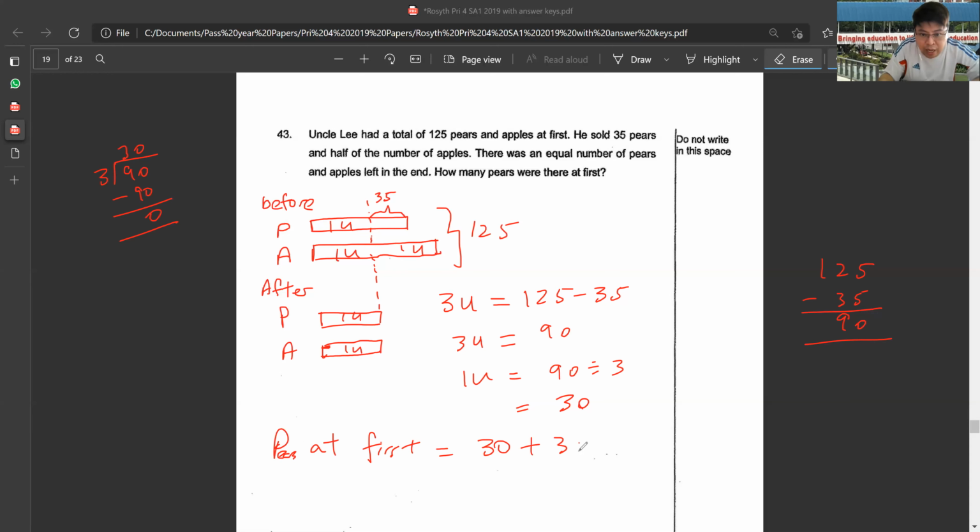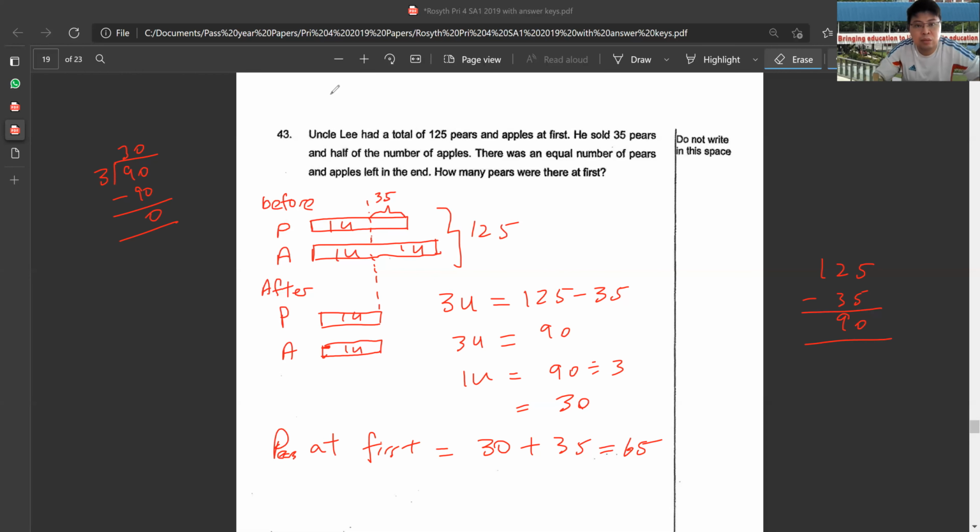30 plus 35, because there's 35 here. 65. Yes, you need to add your 35 back. That's why you go back to the model and see. At first is before.